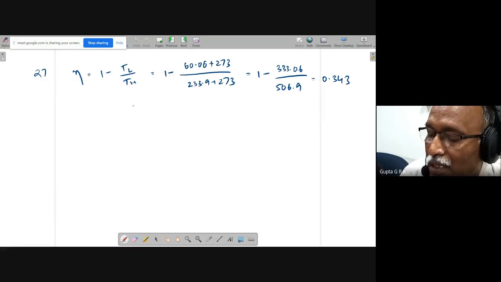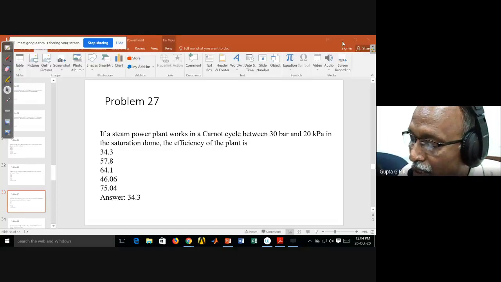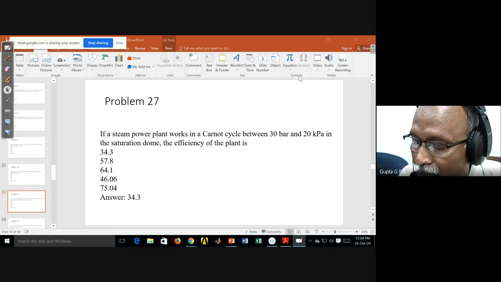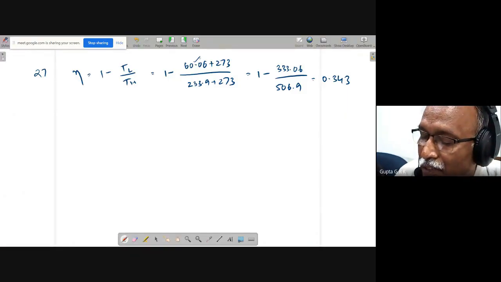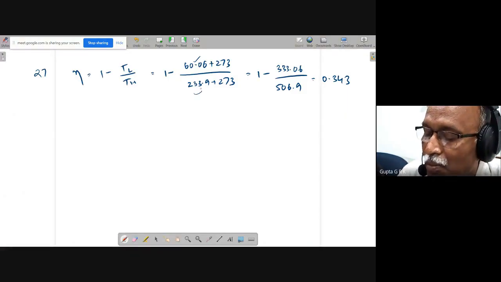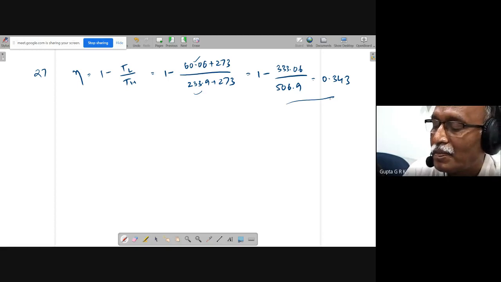So here it is straight away. If you see the tables, it is asked 30 bar and 20 kilopascal. So if I find out the saturation temperatures, it will give 70.06 and 233.9. So these are the values I will get from the saturation tables. I have to convert it into Kelvin, and then I will get the efficiency like this. Okay.